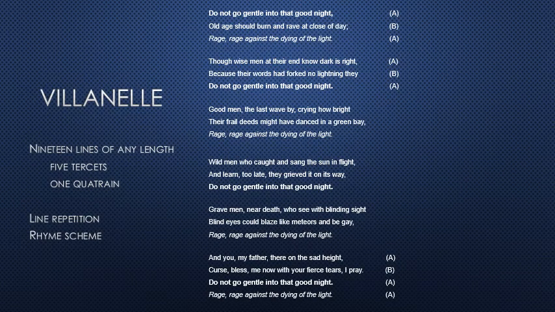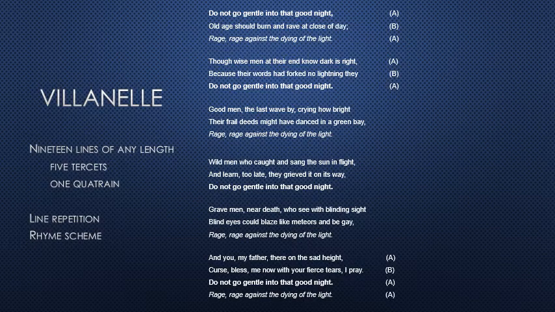This is a villanelle. Have 19 lines of any length, 5 tercets and 1 quatrain. There will be line repetition, and then there is a rhyme scheme. So notice there's an ABA rhyme scheme until you get to that 1 quatrain at the end where you have the ABBA. Now, here's the interesting thing about a villanelle.